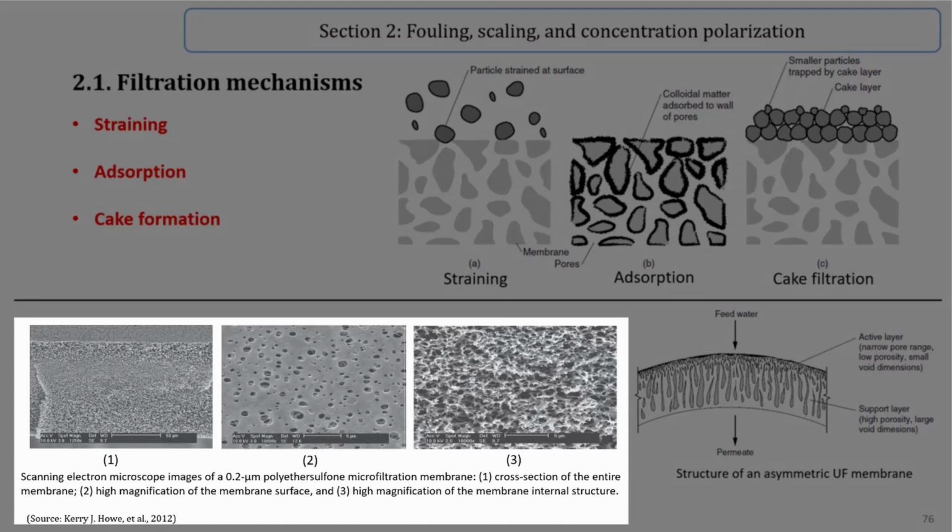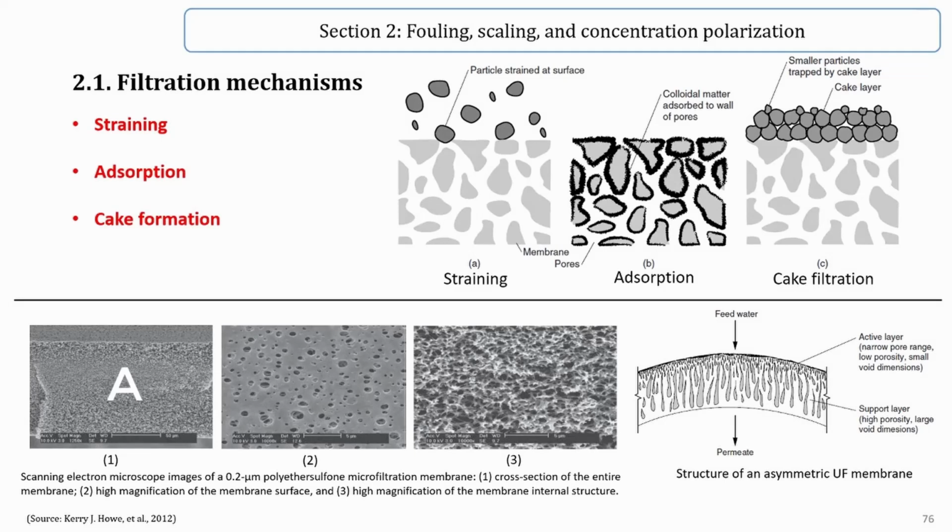These are scanning electron microscope, or SEM, images, which are microscope images of a 0.2 micrometer polyether sulfone microfiltration membrane. A. Cross-section of the entire membrane. B. High magnification of the membrane surface. And C. High magnification of the membrane internal structure.